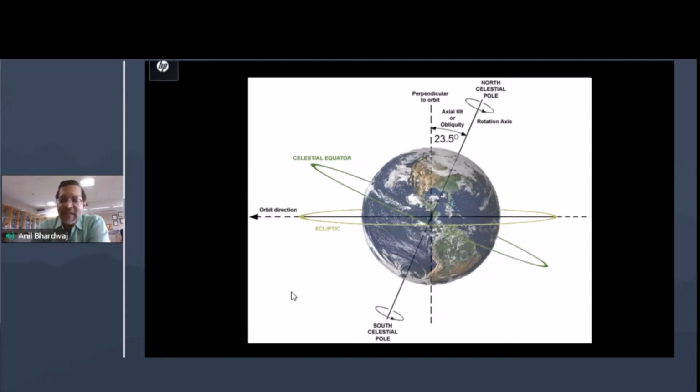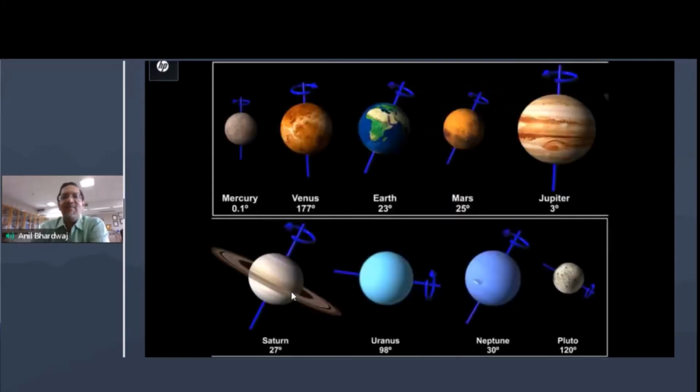Now, if you look at this with respect to other planets, you will say that Mars is almost similar in tilt to Earth. Jupiter is almost vertical, hardly a 3-degree tilt. Saturn, again, very similar to that of Earth, 27 degrees. Uranus, a very awkward planet, having a 98-degree tilt. That means its poles are actually looking towards the sun, right?